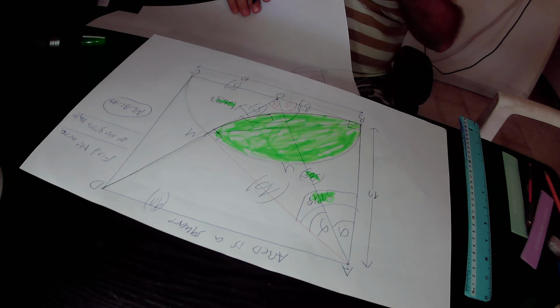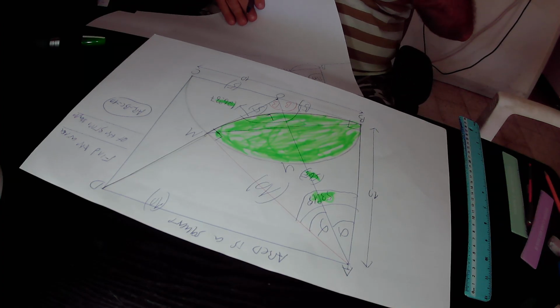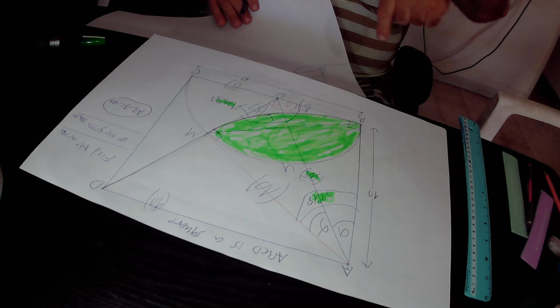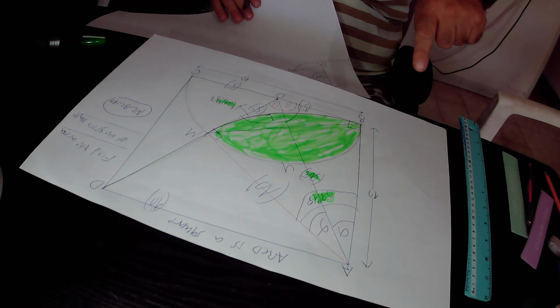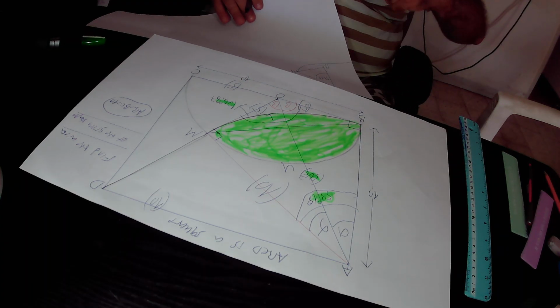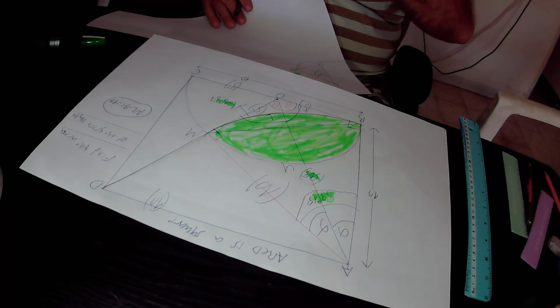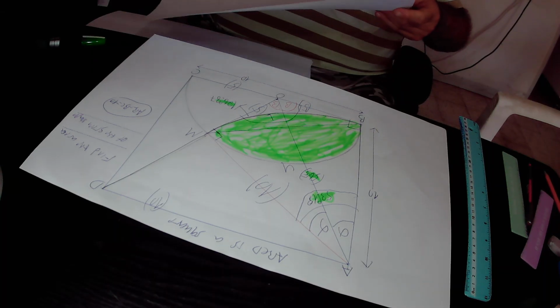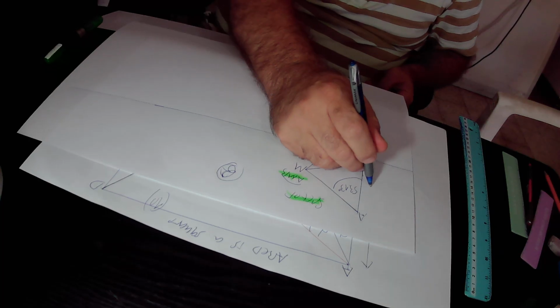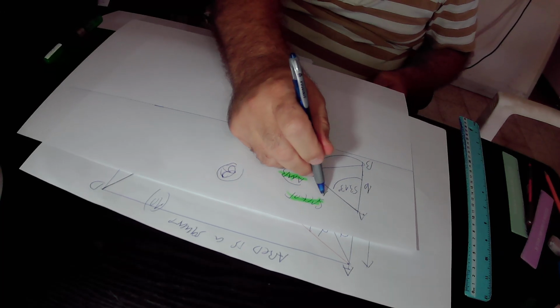The legs of the sector are actually the two radii of the quarter circle. AB is 10, AM is also 10. Now the two radii of the quarter circle equal 10. AB equals 10, AM also equals 10.